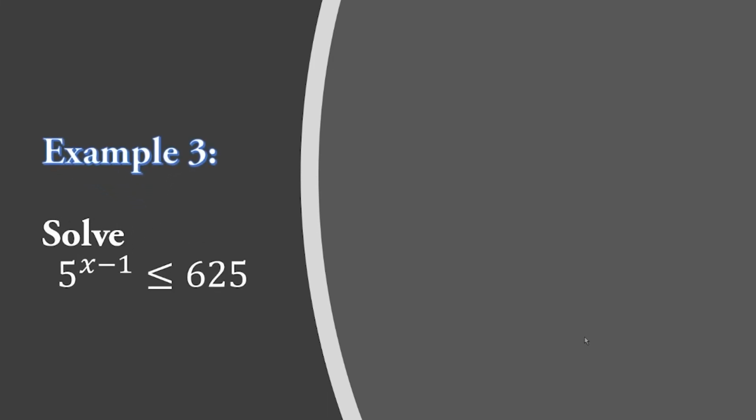So let's have a last example. So example 3, we have solve 5 raised to x minus 1 less than or equal to 625. So first step, we need to rewrite our inequality. So we have 5 here as your base to the left side. So we can make use of that base and find the exponent to get a value of 625.